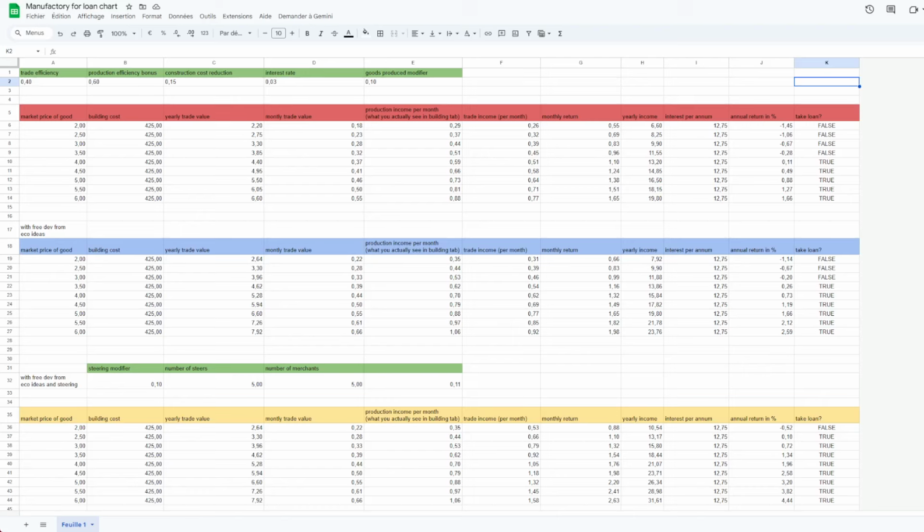Hello guys, if I'm making this video today, it's because a lot of people ask themselves, is it worth it to take a loan in EU4 to build a manufactory? So I made this little spreadsheet and I will present it to you. It computes everything. So at the top in green you have the modifiers.